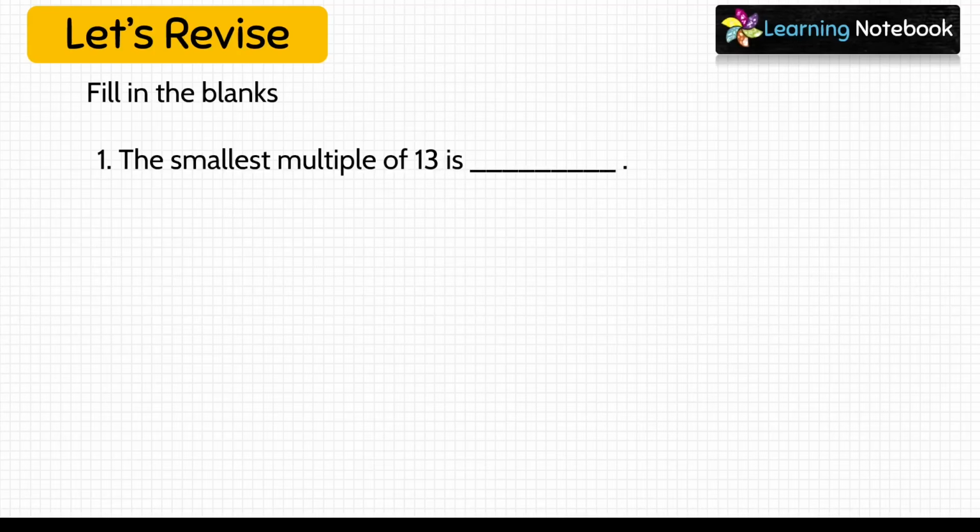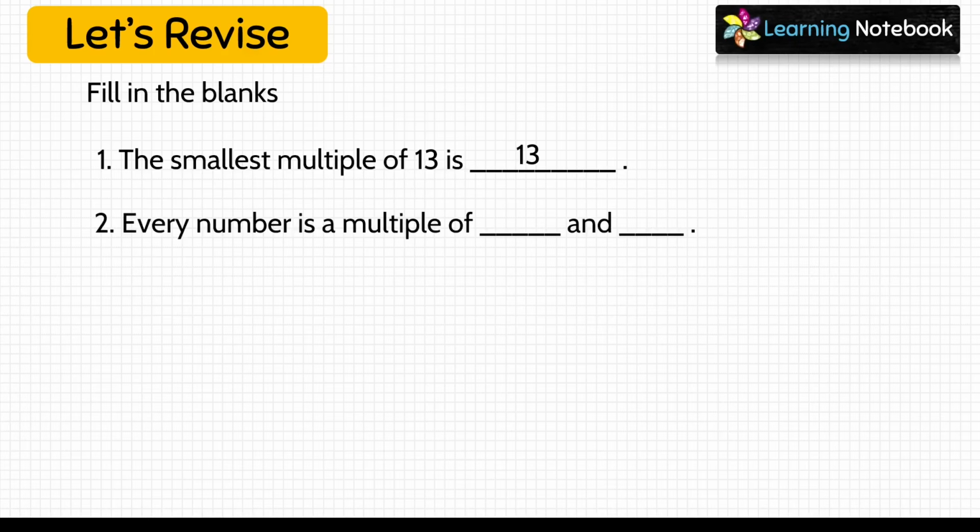Fill in the blanks. Question 1 is, the smallest multiple of 13 is dash. Answer is 13. Because we learned the property that the smallest multiple of a number is the number itself. Question 2 is, every number is a multiple of dash and dash. Answer is itself and 1.